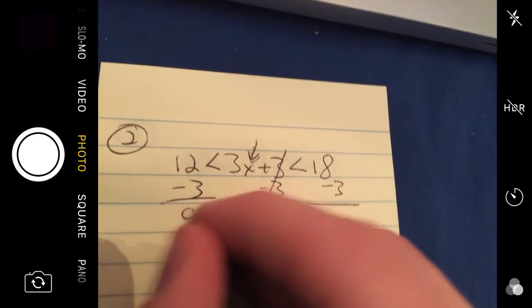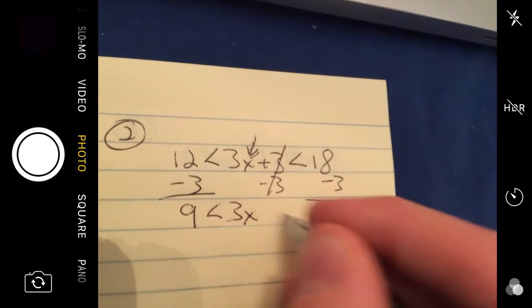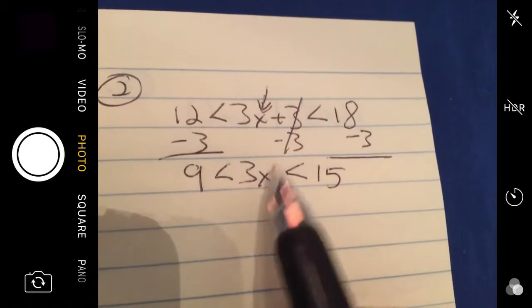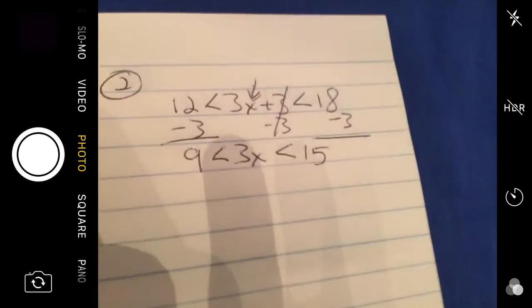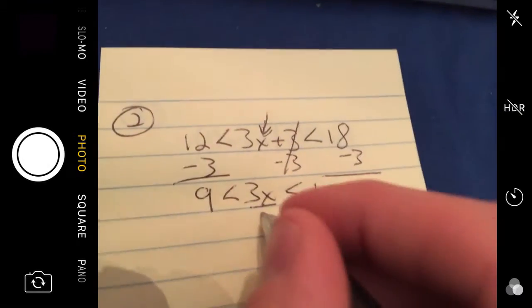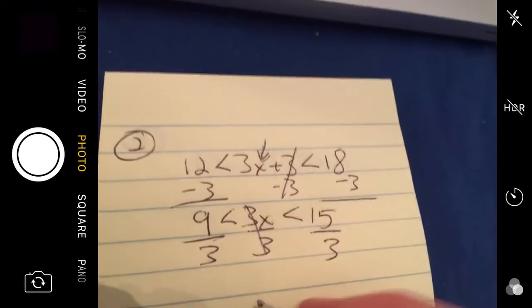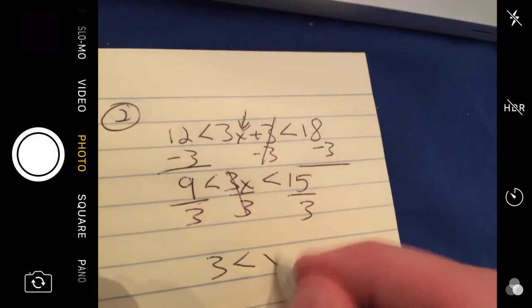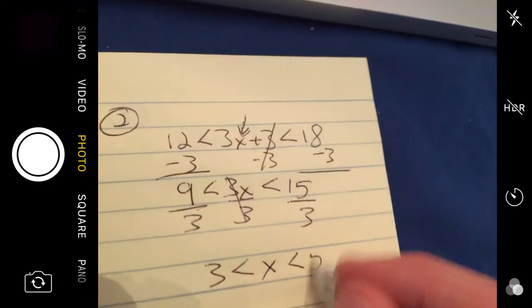To get rid of it from here, let's see, 12 minus 3, that's 9, is less than 3x, is less than 18 minus 3, that's 15. Okay, right now I have 3 times x. I need the x to be by itself, so this is not good enough yet. How do I undo 3 times something? You divide by 3. So this becomes 9 divided by 3 is 3, is less than x, is less than 5.